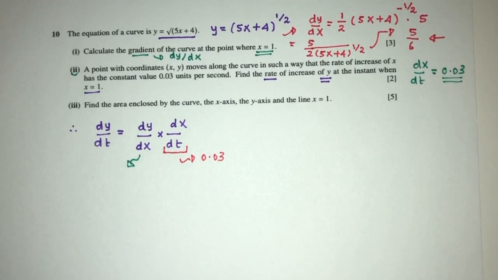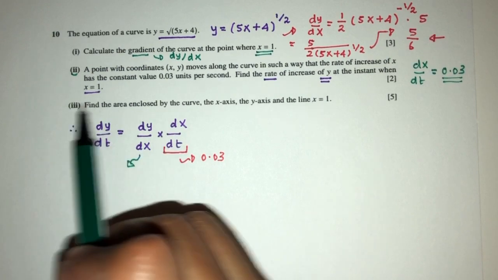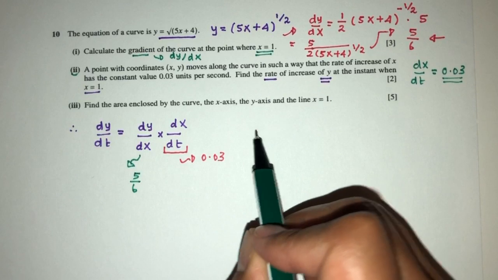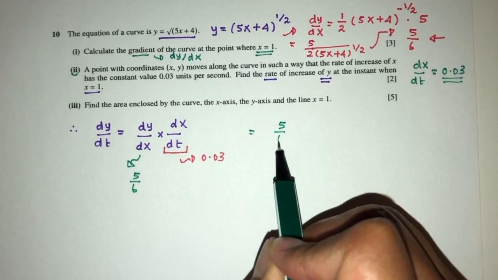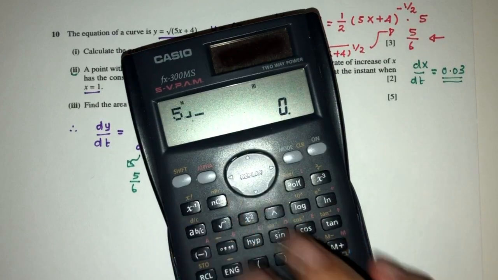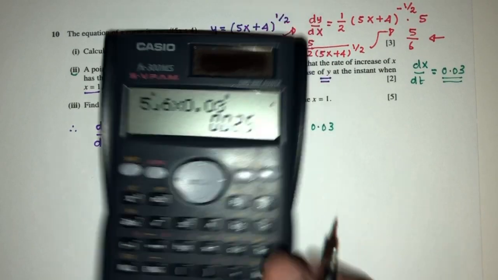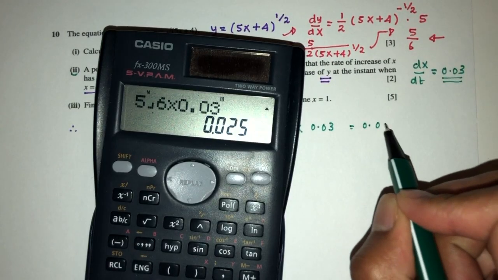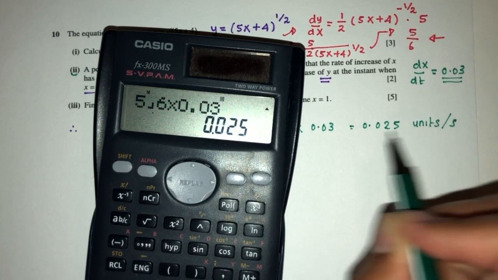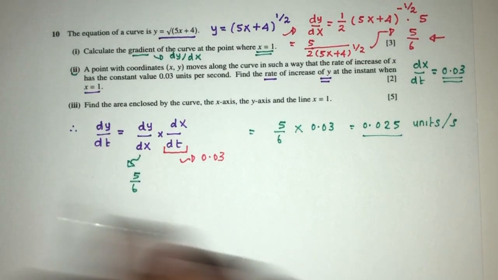As we have seen before, dy by dx at the value of x equal to 1 is equal to 5 over 6. So just replace, you will have 5 over 6 times 0.03. So 5 over 6 times 0.03 should be 0.025 units per second for the rate of increase of y.